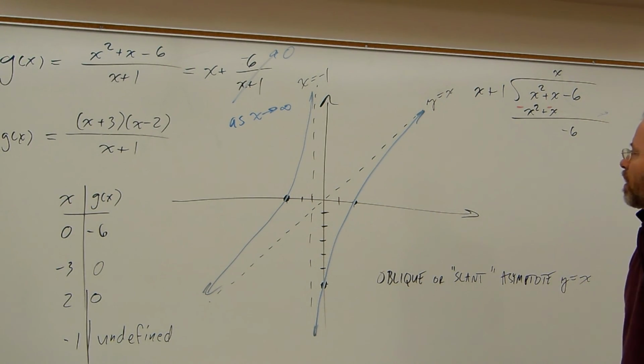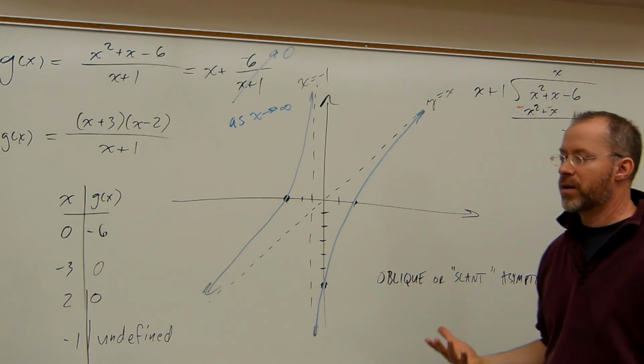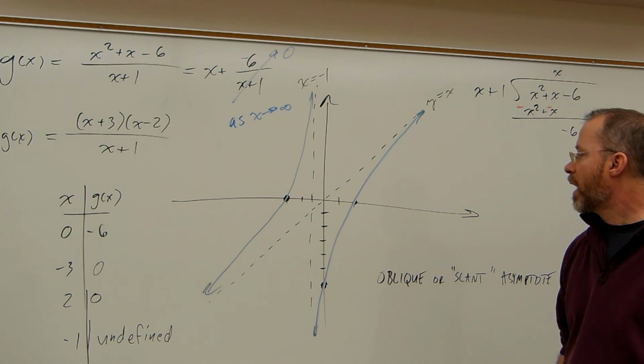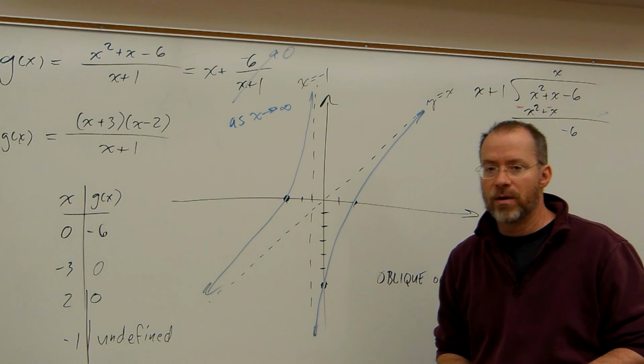And I want to be able to pull all this information out about where the intercepts are, what the asymptotes are, and what the tail behavior is like.